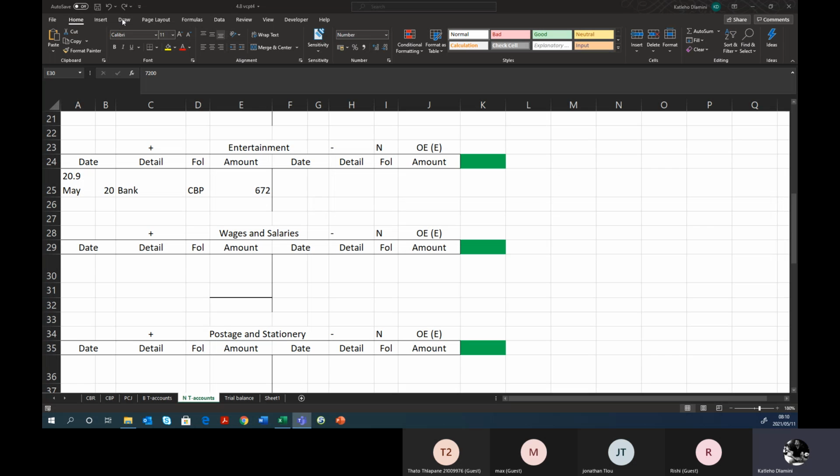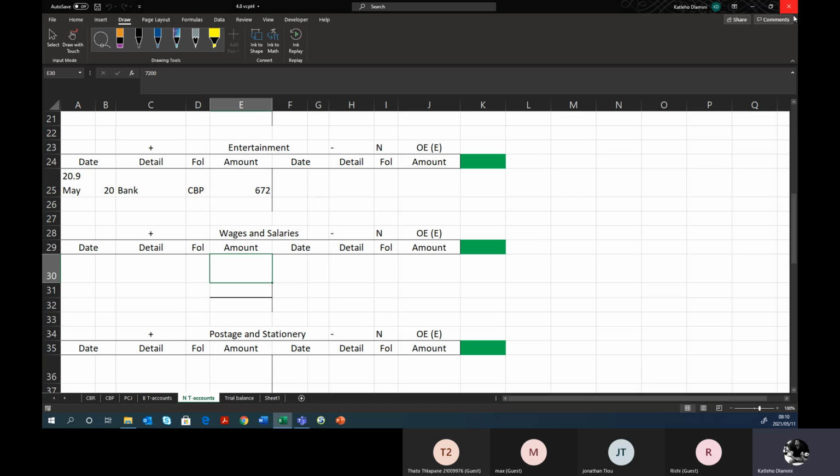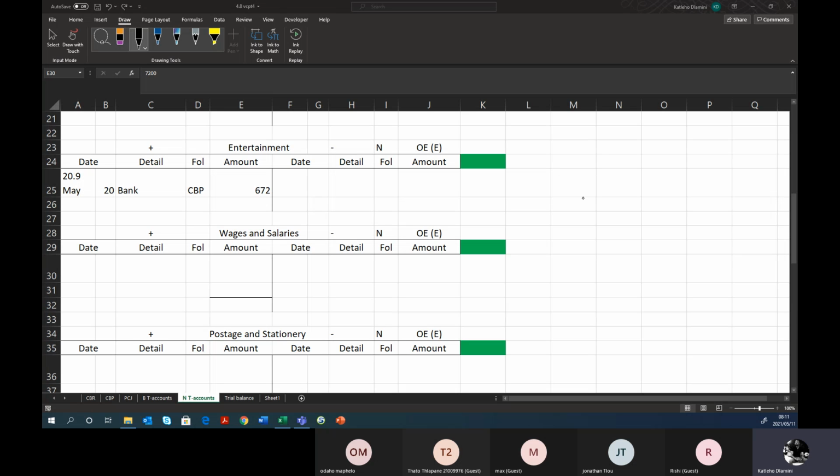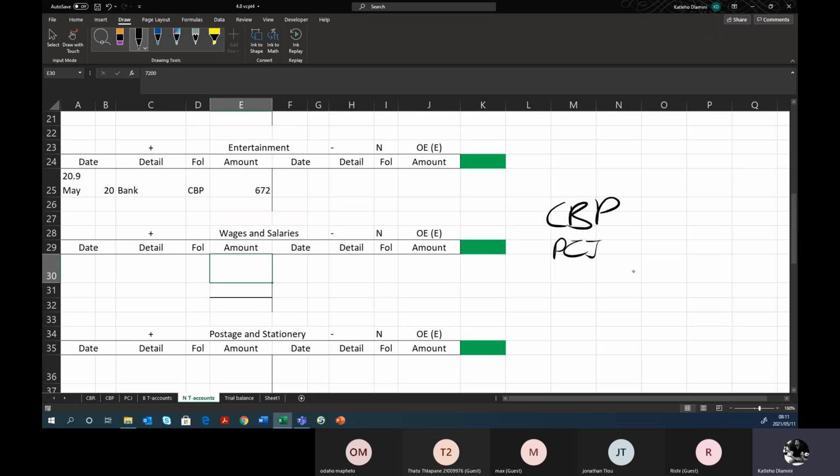So wages and salary, you will find this only in your CBP. I mean, you can also find it in your PCJ if you want to pay your people with money from your petty cash account. It's up to you, but you will usually find it in your CBP.